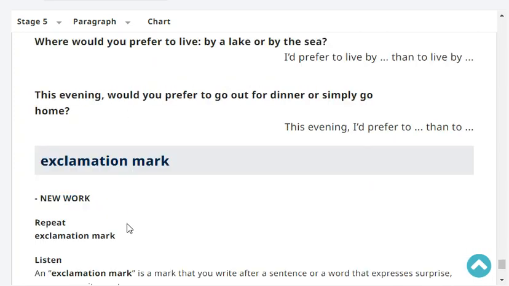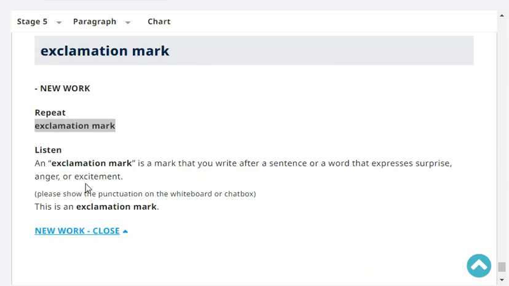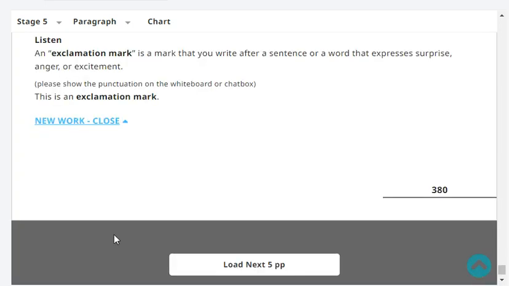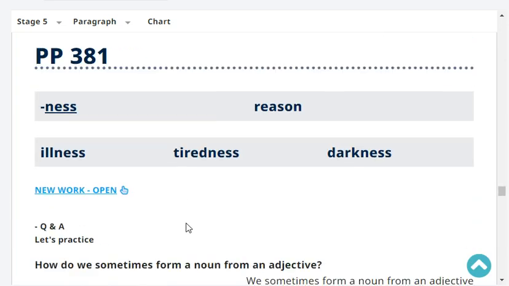Very good. Okay, next: exclamation mark. An exclamation mark is a mark that you write after a sentence or a word that expresses surprise, anger, or excitement, like that. So that's an exclamation mark.